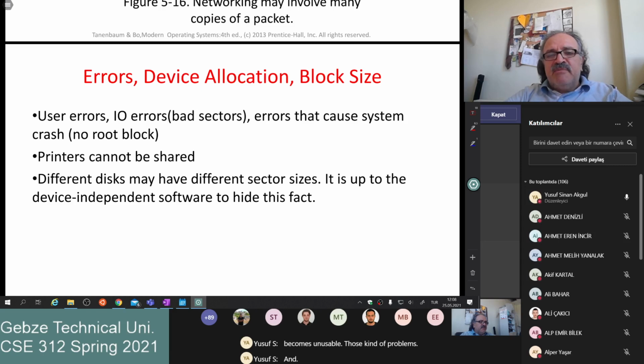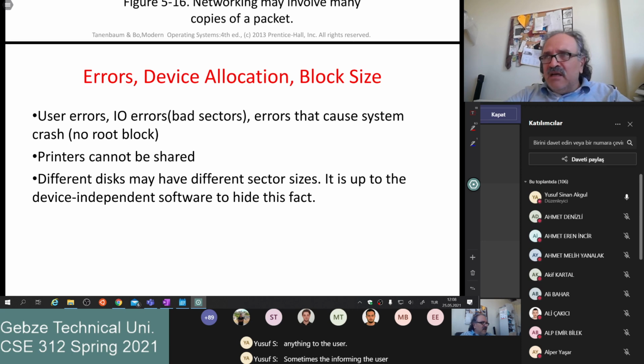And there are some serious problems. For example, if you have surface problems on your root block, okay, or inodes track, there will be some serious problems. These errors have to be dealt with, sometimes without telling anything to the user, sometimes informing the user.